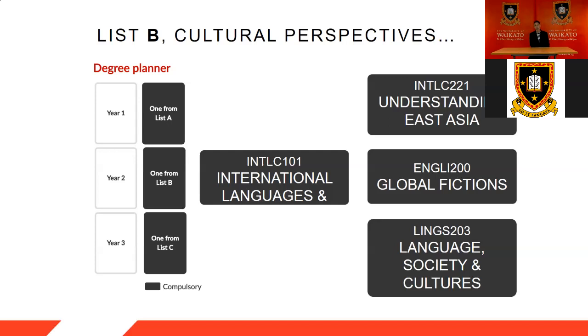You can take Understanding East Asia, which again is really valuable and important for intercultural communication and cultural fluency. Then in English, we have Global Fictions, which looks at literature across the globe. And in linguistics, we have a further paper called Language, Society, and Cultures, which very much mirrors a paper that we had in media called Media, Society, and Culture. But again, looking at these topics in a very broad way across the globe, how certain cultures are impacting and certain cultural engagements coming together change the course or the nature of cultures. So these are really important holistic papers to engage with.